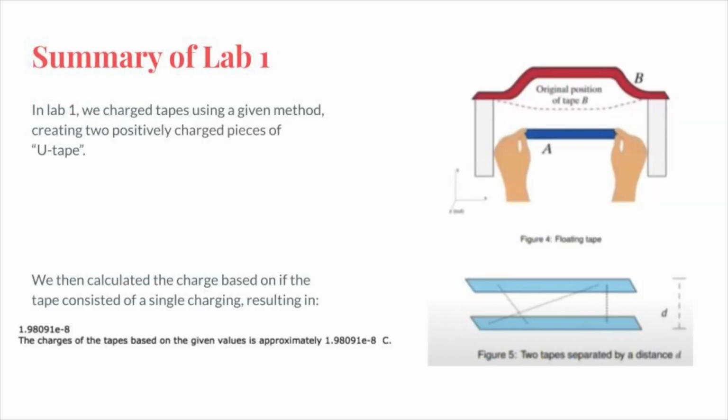To summarize Lab 1, we charged tapes using a given method, creating two positively charged pieces of tape. We then calculated the charge based on if the tape consisted of a single charge and resulted in the following values. This was also done in GlowScript.